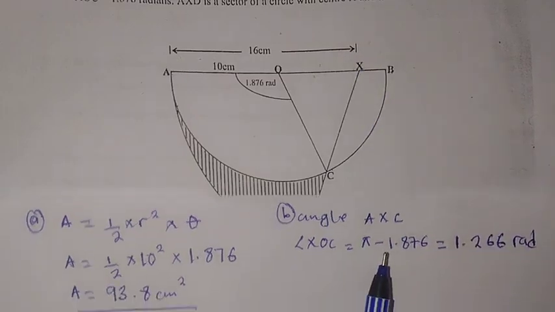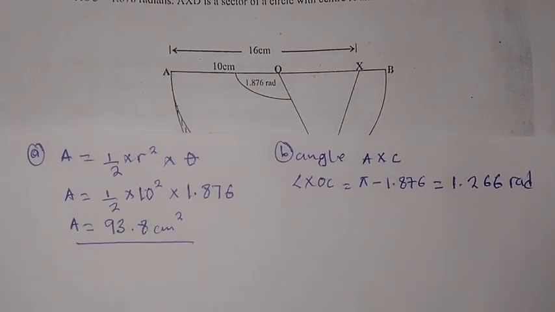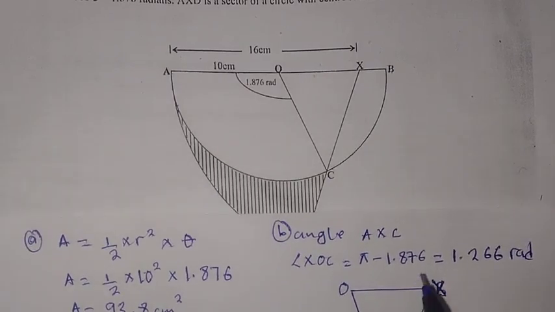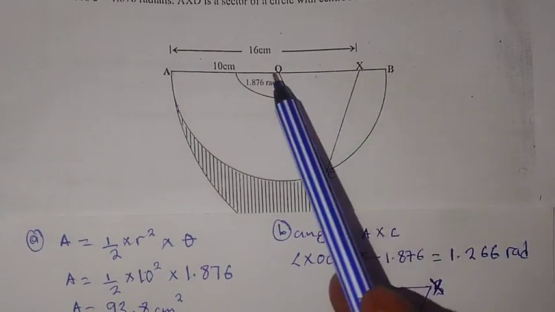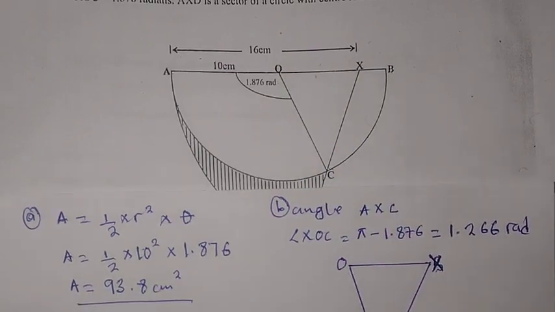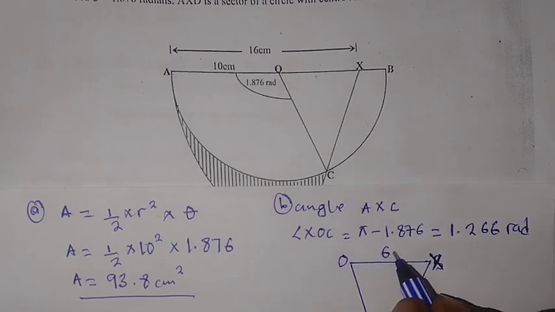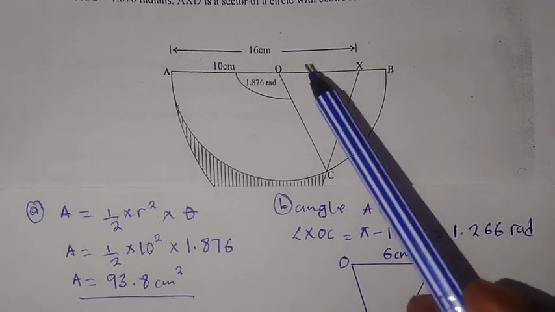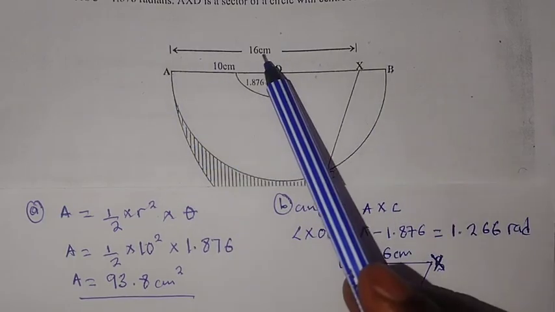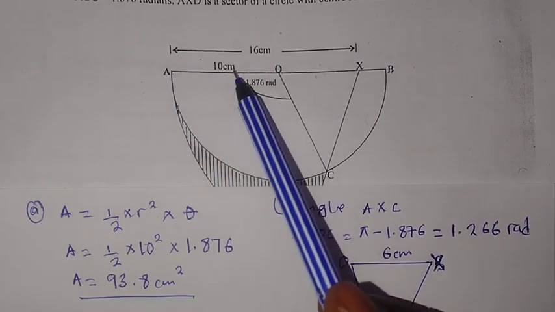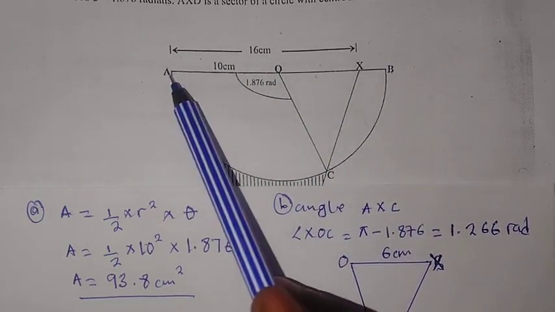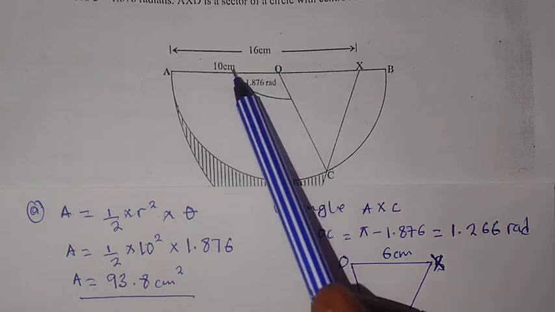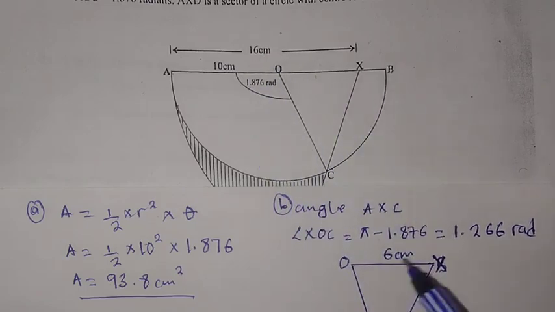Let me just draw it so that you see what I'm talking about. So this is what we have, okay? This is the shape, the triangle that we are talking about. OX, we have said, is 6 centimeters. I hope you know where the 6 is coming from. We said from A to X it's 16, then A to O is 10. So to find OX, we subtract 16 minus 10, which gives us 6 from O to X.